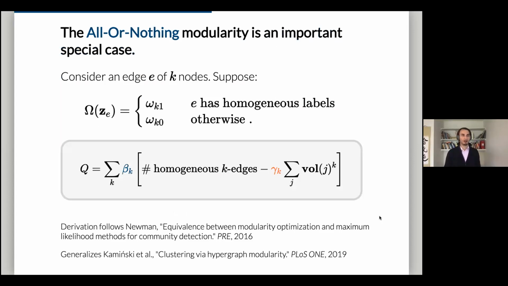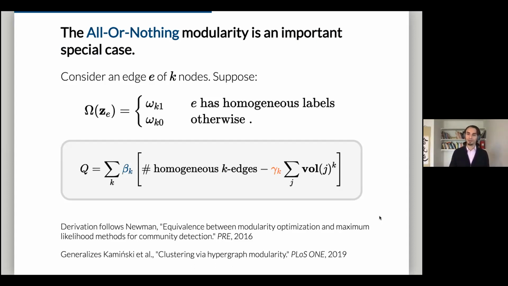I want to focus on a really special and important case of this setup. So suppose that you actually specialize omega even more. This omega, or affinity function, is now going to take the following highly specialized form. It's only going to ask, does the edge consist of exactly one group? In other words, does the edge have homogeneous labels? Everyone has the same label. Or does the edge have 2 or more labels? So we call this the all or nothing affinity function, and it corresponds to the all or nothing modularity objective.